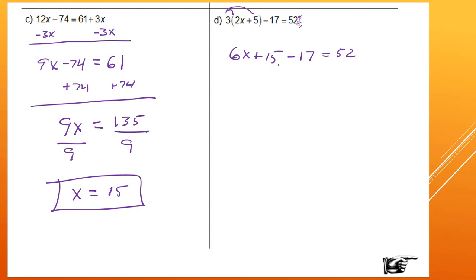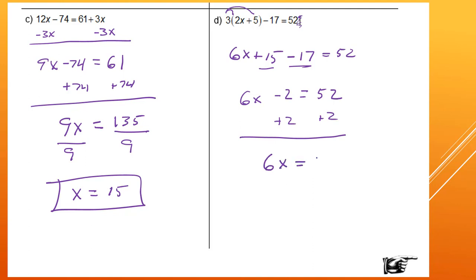Now, after distributing, we combine like terms. We can put these two together. They're on the same side of the equation. So 6x minus 2, because that's what 15 minus 17 is, equals 52. Wow, we're back in familiar territory. We can add 2 to both sides. And we get 6x equals 54. We're going to divide both sides by 6. 6x divided by 6 is 1x, or just x. And 54 divided by 6 is 9. So this is the one that was 9.